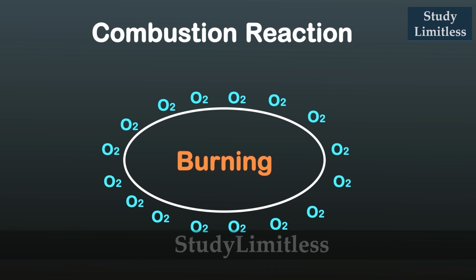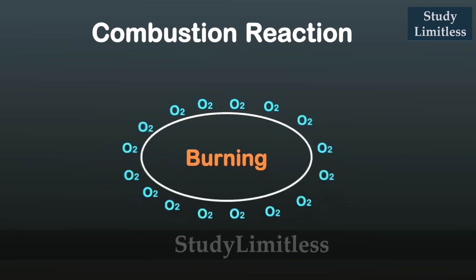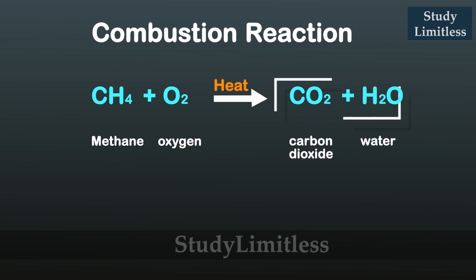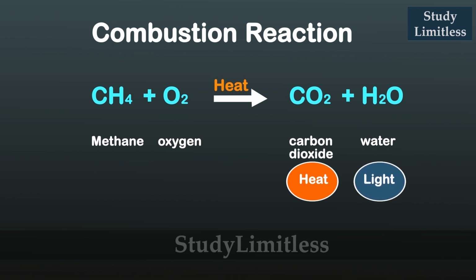Now, in a combustion reaction, let's take an example of methane, which is CH4. When you heat it in the presence of oxygen or burn it, what you get is CO2, which is carbon dioxide, and H2O. But alongside, what you also get is some heat, and you also get some light. Now, this light is an important factor when it comes to judging what kind of hydrocarbon you have in your spatula which you are burning.